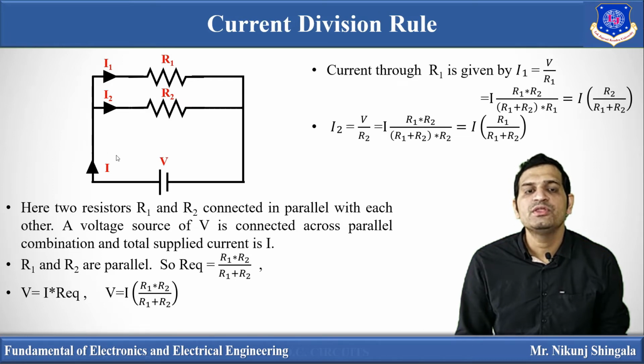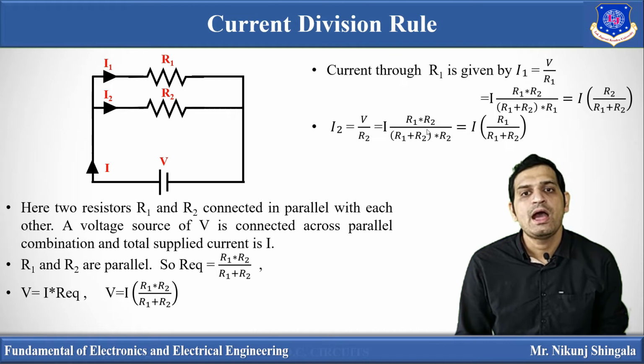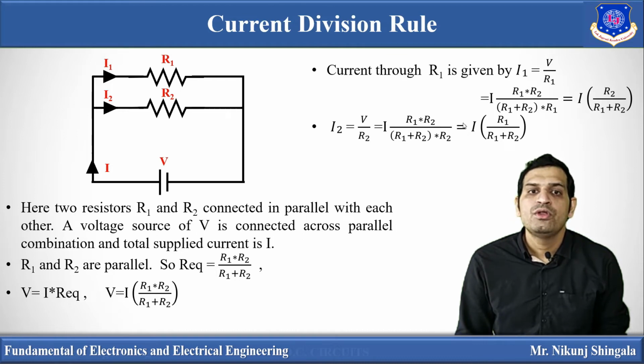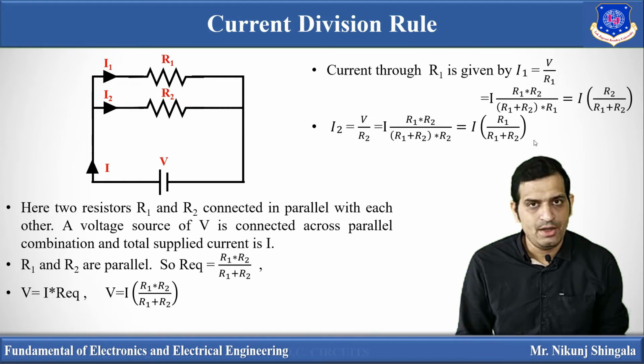Similarly, current through R2 is given by I2. I2 is nothing but V divided by R2 according to Ohm's law, and we already have the value of V, so putting this value of V over here, we can write I2 is equal to I into R1 R2 divided by R1 plus R2, into R2. R2 gets cancelled out, so I2 is given by I into R1 divided by R1 plus R2.